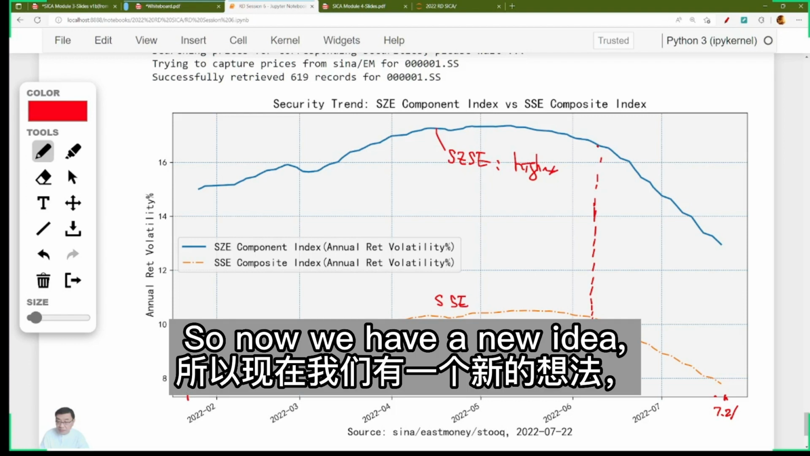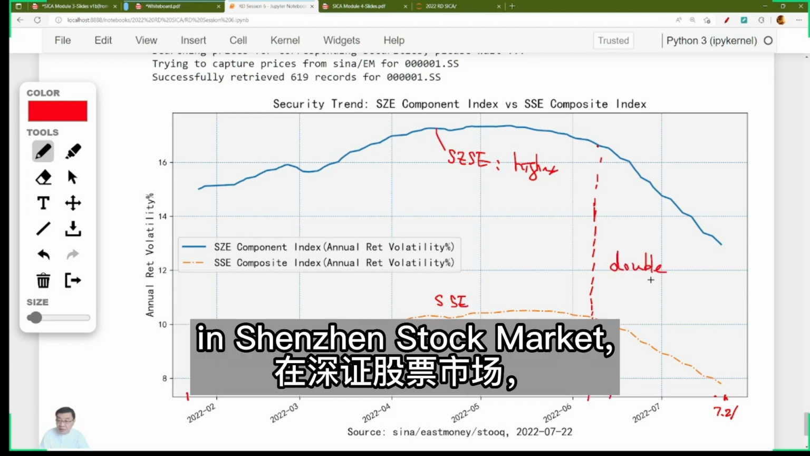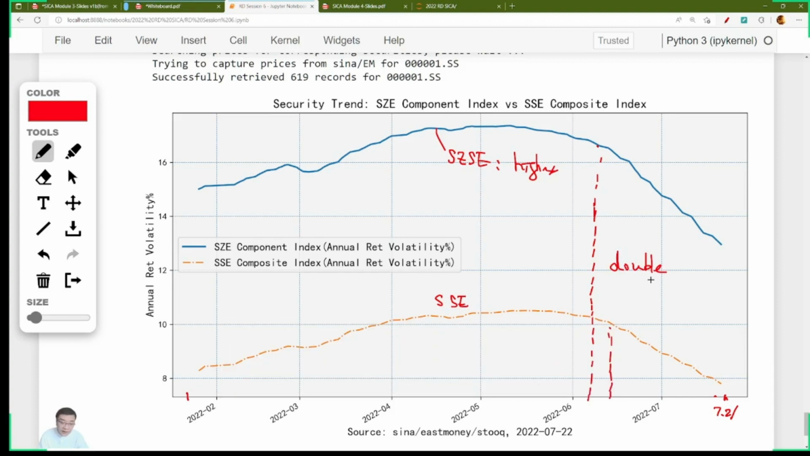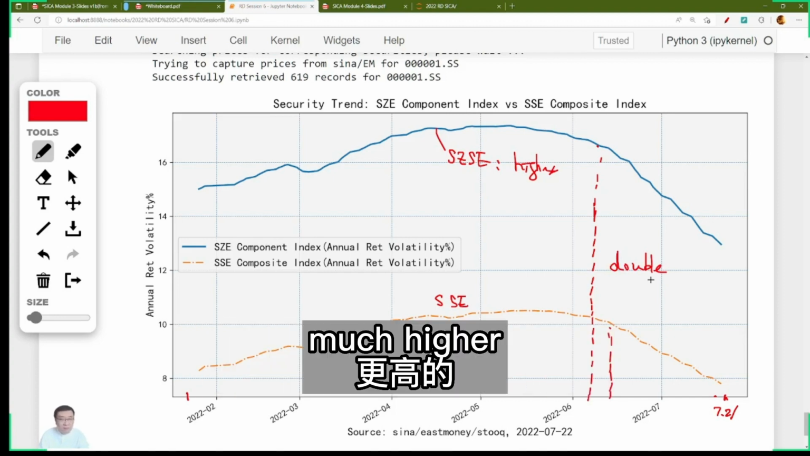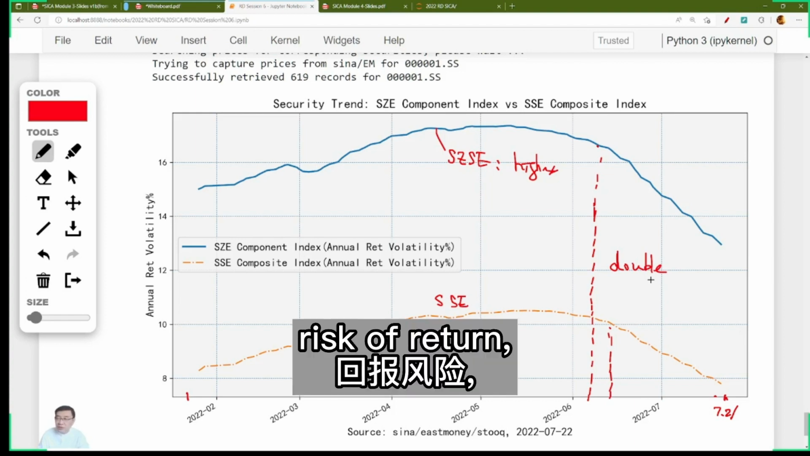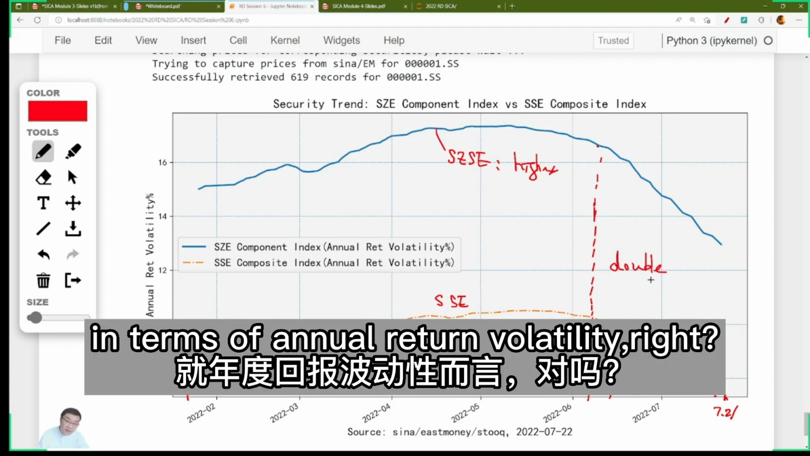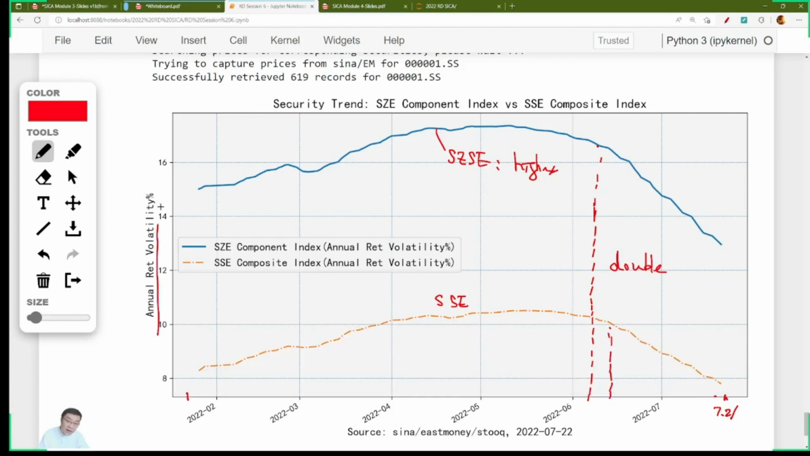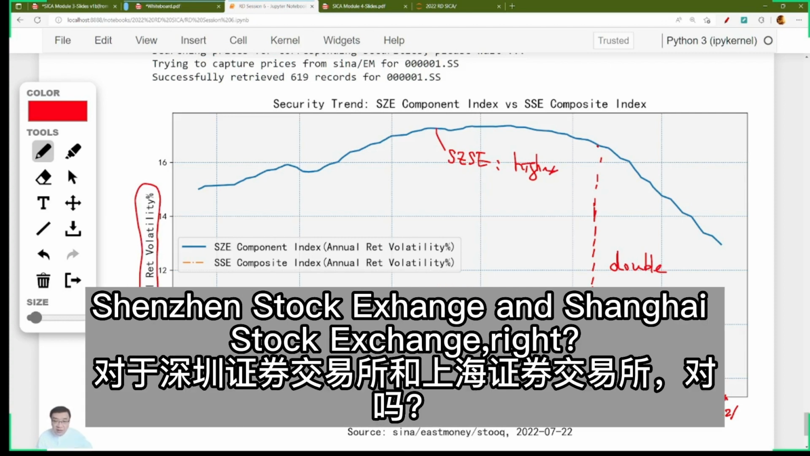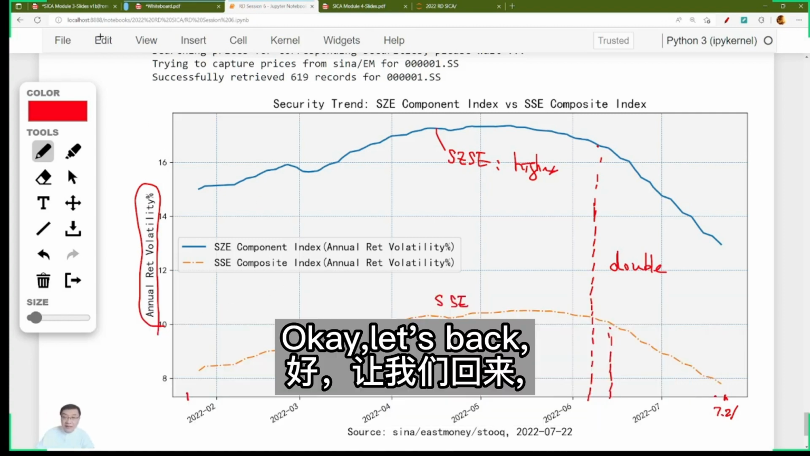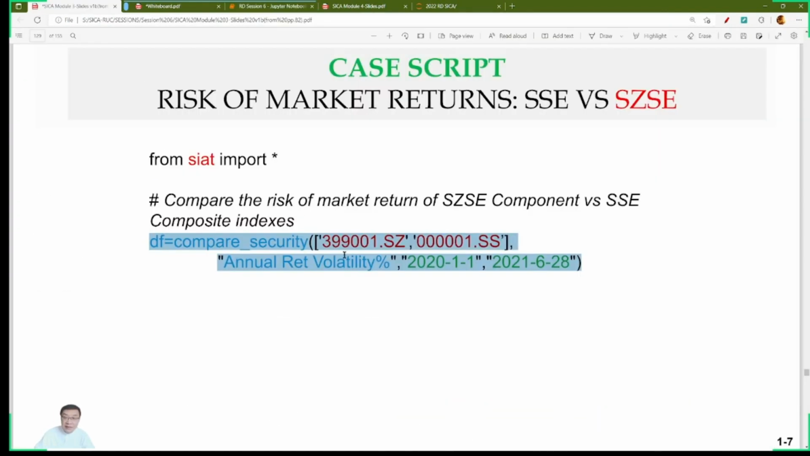So now we have a new idea. The Shenzhen stock market has a much higher risk of return in terms of annual return volatility, right? Okay, now we have a better understanding about the difference between Shenzhen Stock Exchange and Shanghai Stock Exchange, right?